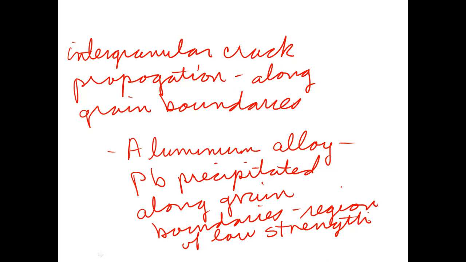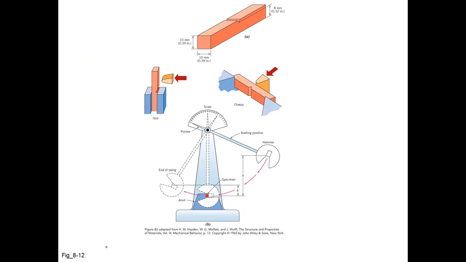So depending upon processing, you can get either intergranular or transgranular fracture. In either case, it's a brittle fracture and generally unwanted, but those are two of the main mechanisms for brittle failure, intergranular and transgranular fracture. So we're going to move on next to some actual testing procedures associated with failure.